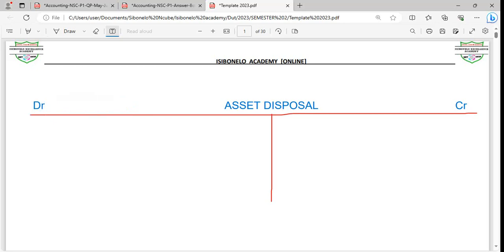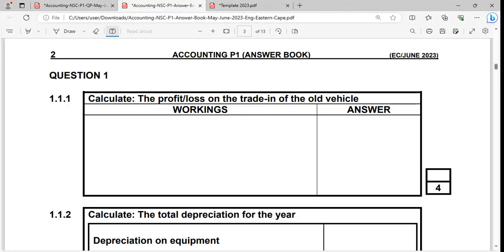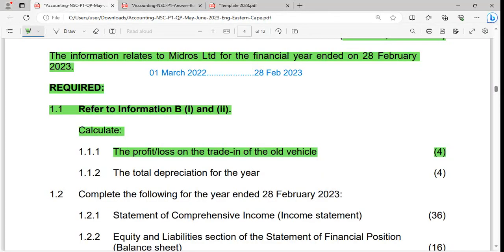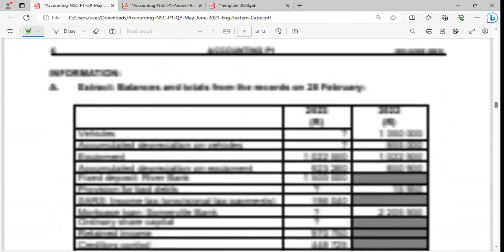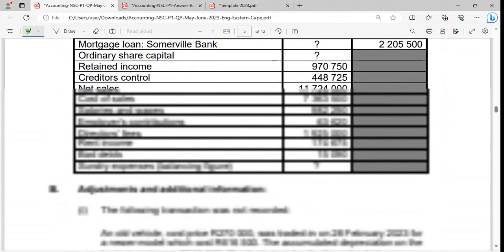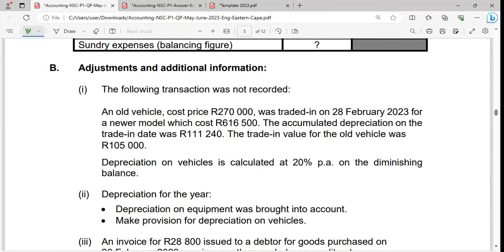So now before we complete this account, we need to read the information that is given. So we are going straight to information B. So here is information B. So we must read this information so that we can complete our asset disposal account and determine whether we have profit or loss on sale of assets.